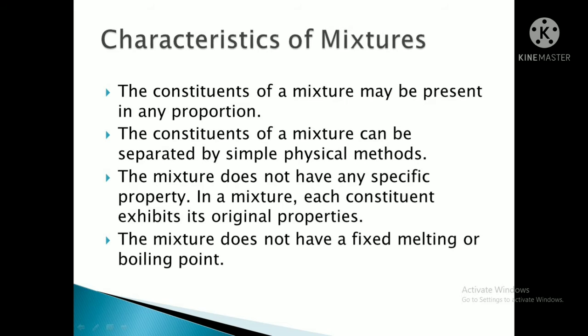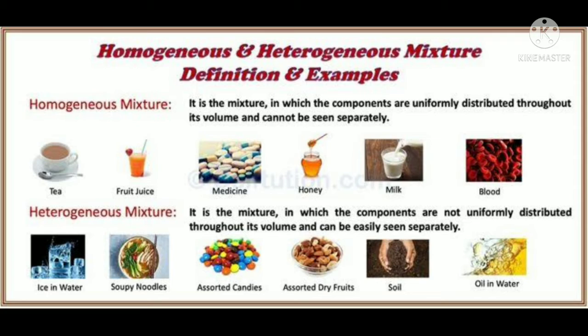Now as we have studied all the mixtures and characteristics of mixtures, we should know that there are two types of mixtures. What are they actually? These are homogeneous and heterogeneous mixtures. Now what is a homogeneous mixture actually? The homogeneous mixture is a mixture in which the components are uniformly distributed throughout the volume and cannot be seen separately. We can't see them separately, and the whole mixture is totally uniform, meaning all the particles are uniformly distributed.